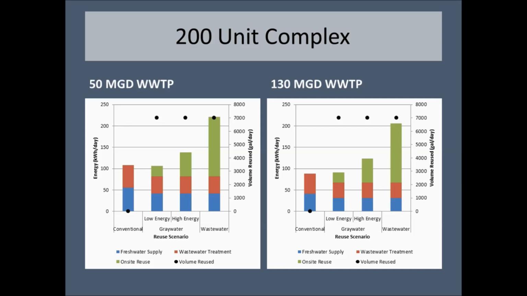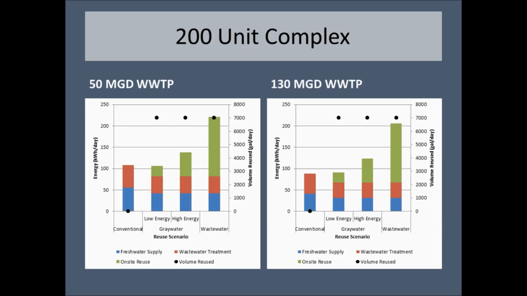So in our 200 unit complex, I divide this between the smaller wastewater treatment plant, which takes more energy, and the larger wastewater treatment plant, which takes less energy. So on the x-axis, I have conventional and then graywater reuse and wastewater. Conventional is just not applying, reusing any of the water.